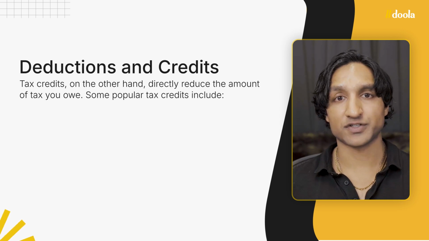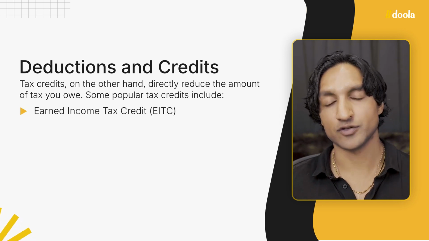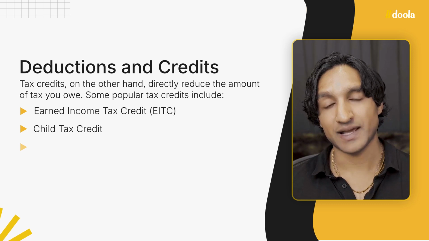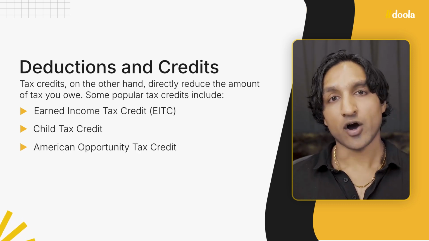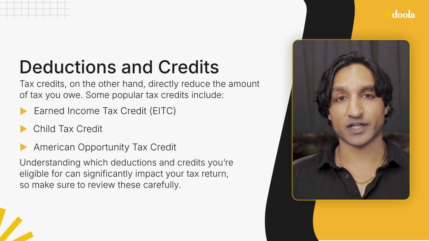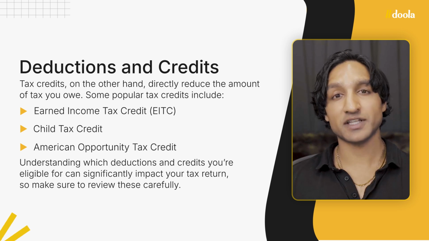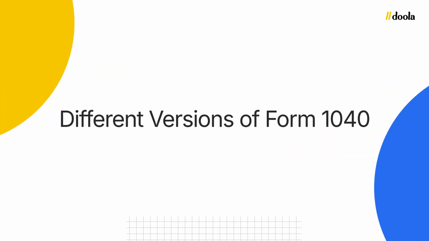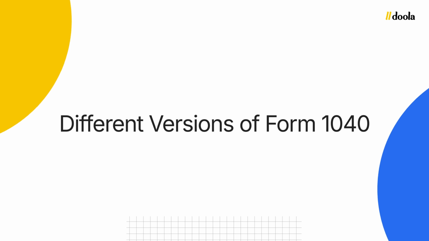Some popular tax credits include earned income tax credits, you might see that abbreviated as EITC, the child tax credit, and the American Opportunity Tax Credit. Understanding which deductions and credits you're eligible for can significantly impact your tax return, so please make sure to review these carefully.